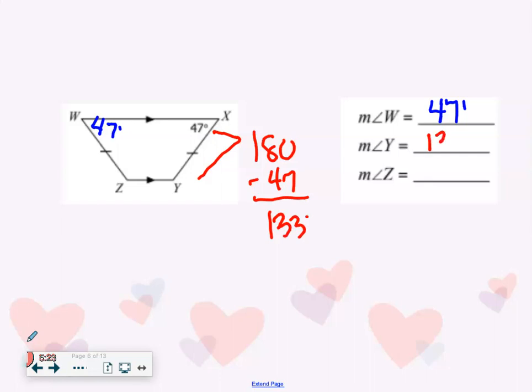And if Y is 133, what is Z? Same thing. But how could that happen? Shouldn't Y and Z be supplementary? No. If these lines are parallel, but do you see how eventually these lines will touch? Yeah. No. Okay, good question. Great question.